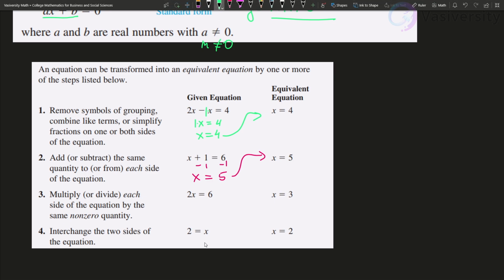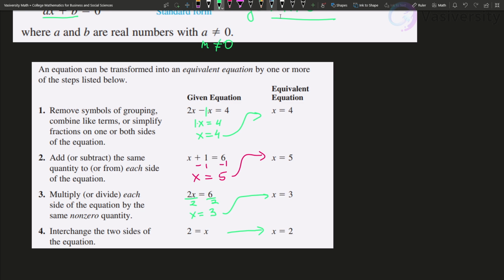Now we can multiply or divide each side of the equation by the same non-zero quantity. As long as x does not have a 0 in front of it, we can go ahead and divide both sides by 2. So 2 and 2 becomes 1, and 1 times x is, once again, x is equal to 6 divided by 2, that's 3. That's exactly what we have here. And then we can interchange the two sides of the equation. So 2 equal to x is the same thing as x equal to 2. We can keep that in mind.